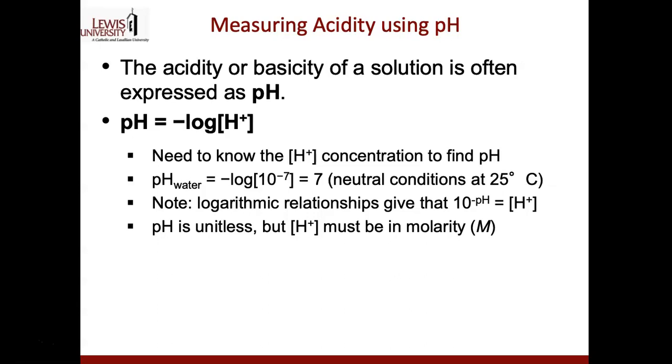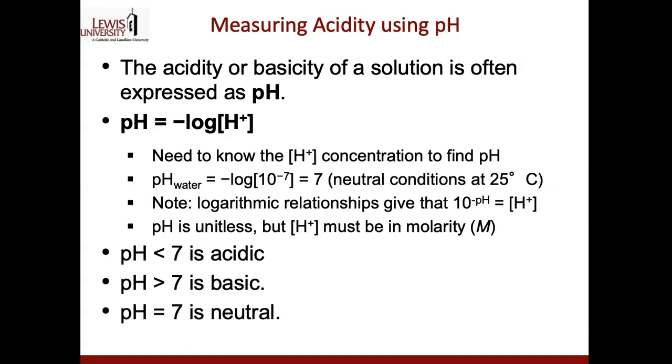Now, this is a negative log relationship, which means that as concentration of H+ increases, the number you get is going to be smaller. So really acidic solutions that have a high concentration of H+ are going to have very low pH values. Really basic solutions that don't have a lot of H+, they have a low concentration of H+, are going to have high pH values. And then, of course, we have pH 7, that is equal to neutral.